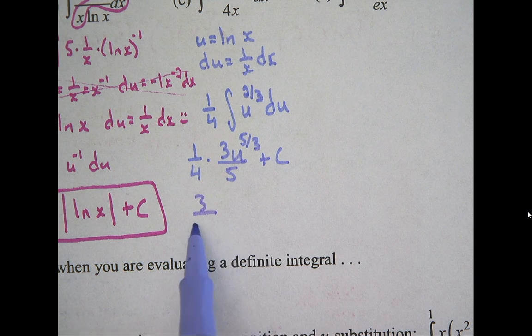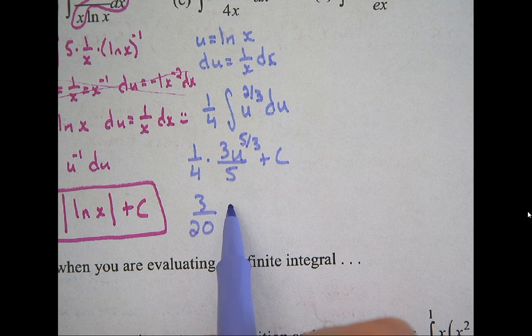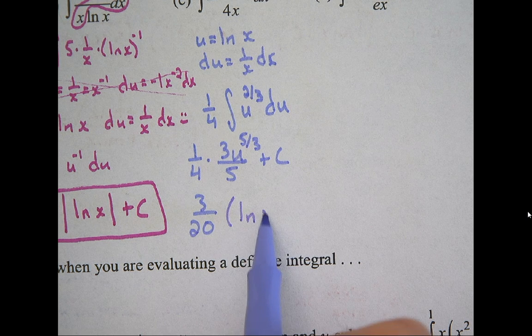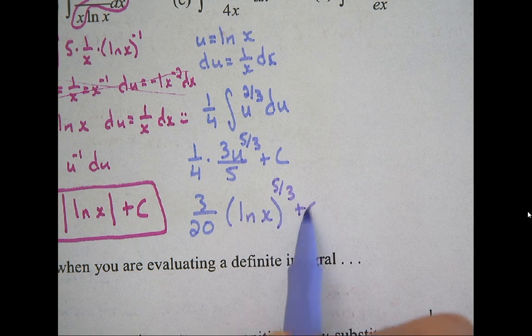So I've got 3/20 times the natural log of x to the power of 5/3 plus c.